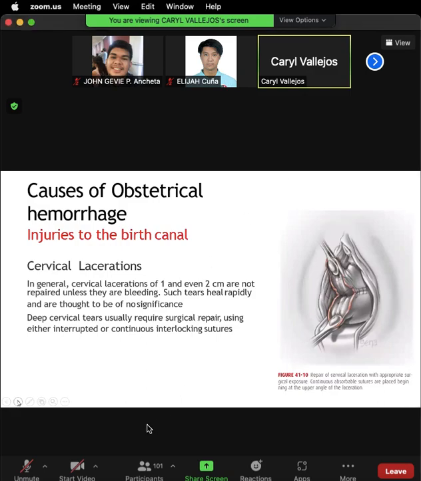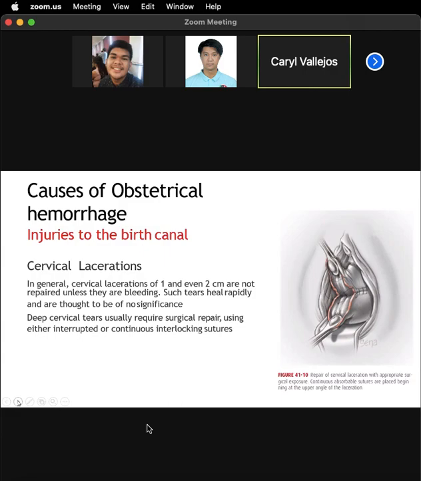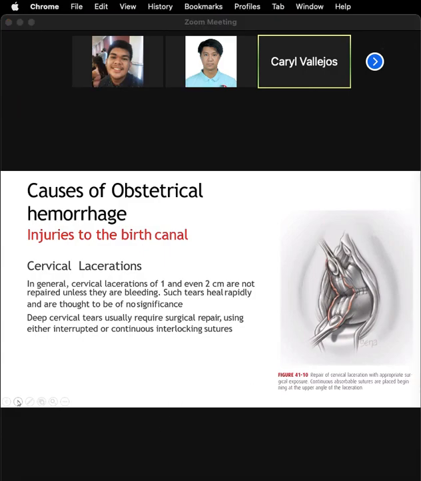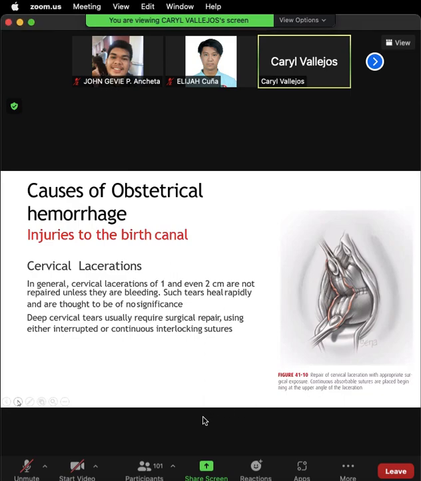In general, cervical lacerations of 1 and even 2 centimeters are not repaired unless they are bleeding. Such tears heal rapidly and are thought to be of no significance. Deep cervical tears usually require surgical repair using either interrupted or continuous interlocking suture.